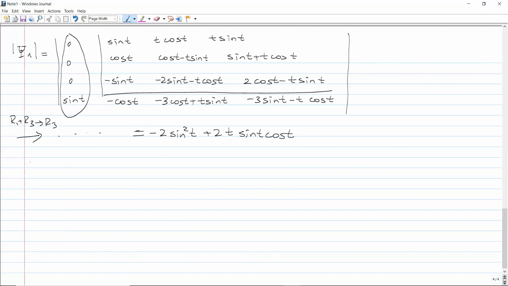Now, this means V1 prime, remember, determinant of phi 1 divided by determinant of the fundamental matrix. So I take this determinant and divide by, remember, determinant we found to be 4. So this is going to be minus 1/2 sine squared t plus t over 2 sine t cosine t. And now to find the V1, we need to integrate this.